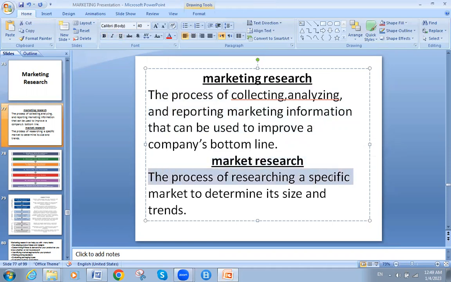What about market research? The process of researching a specific market to determine its size and trends.